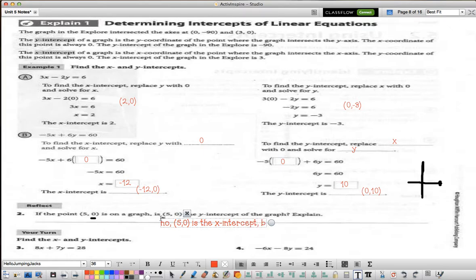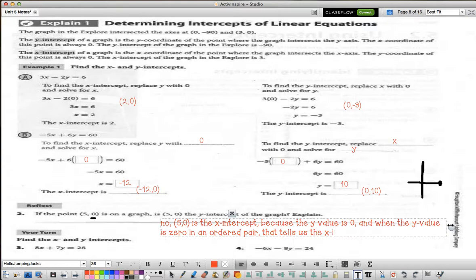So no, 5, 0 is the x-intercept because the y value is 0. And when the y value is 0 in an ordered pair, that tells us the x-intercept.